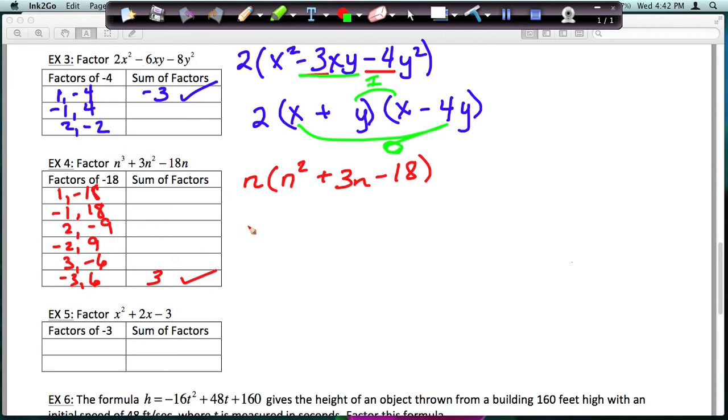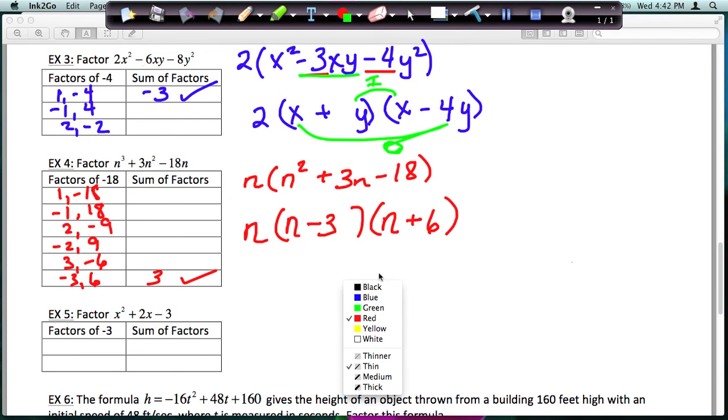So I'm going to factor this. Remember, the n stays out in front. Draw our two sets of parentheses. My first term is n squared, so I need an n and an n. And then the two numbers we said that multiply to be negative 18 and add to be a positive 3 are a negative 3 and a positive 6. Remember, multiplication is commutative, so it doesn't matter in what order you write these two terms. You could write it either way.